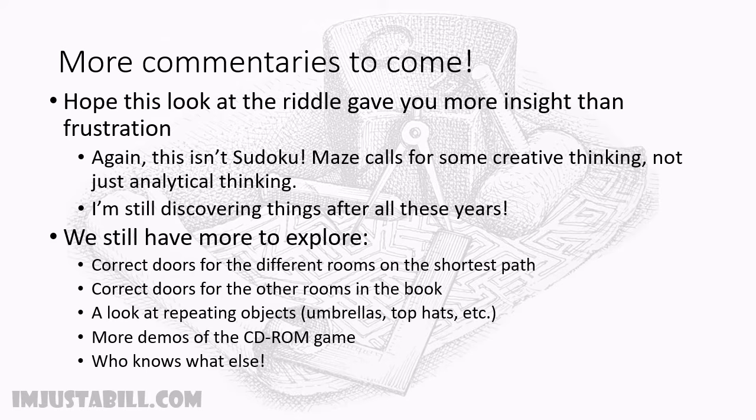Maybe I can do a clip on the correct doors for the different rooms of the shortest path. Hopefully go through every room eventually. Not just on the shortest path, but the other rooms in the book. There's lots of other little subtopics to go through, like the objects. Why are there these umbrellas in all these rooms? What's the deal with the top hats? I have some ideas on some of that.